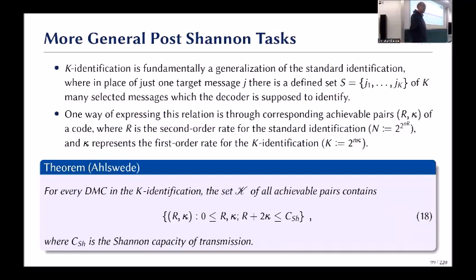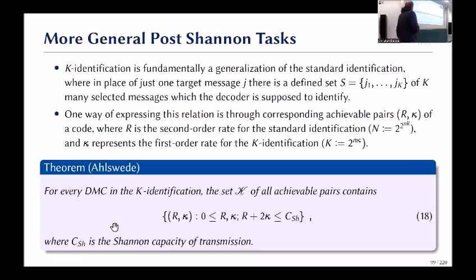Finally, in this part, I want to explain that we also have more general post-Shannon tasks. I start with the simplest, identification. We only want one property of the message. We only want to say, no, it's my message, yes or no. But we can also look at the so-called K identification. And this is more general.